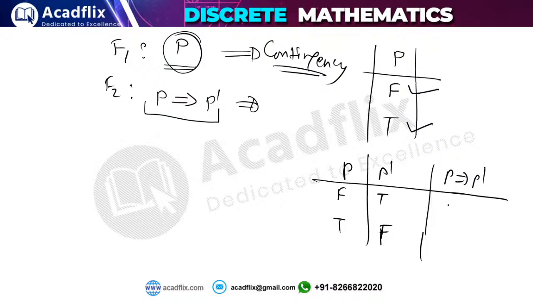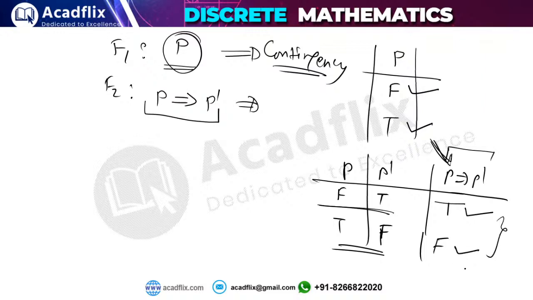In this case, when P is false, it will be true. Because when the LHS of the implication is false, then automatically this complete thing becomes true. In this case it will be false. So you can see sometimes true, sometimes false. So this is a contingency. Remember, this is a contingency because sometimes true, sometimes false.